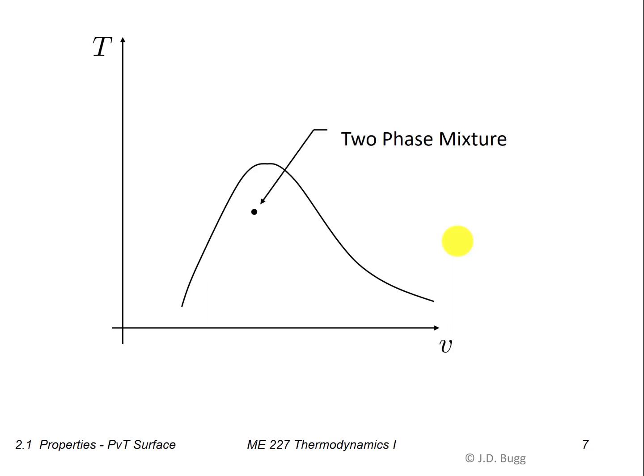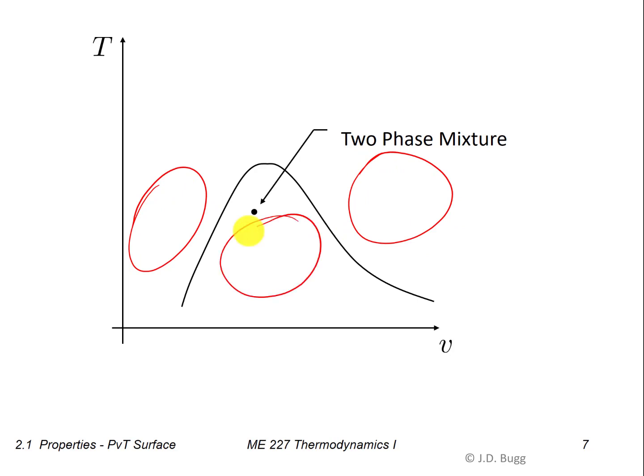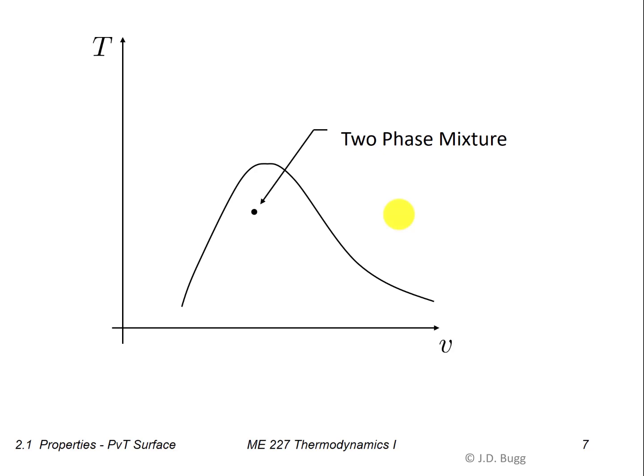Now, this point that we're showing in the middle of this liquid vapor region is a two-phase mixture. Remember that the general regions that we're looking at here, if we're over here, that's a liquid. If we're over here, it's a vapor. And if we're in between the saturated liquid and saturated vapor lines, we have a two-phase mixture. It's a two-phase liquid vapor mixture.